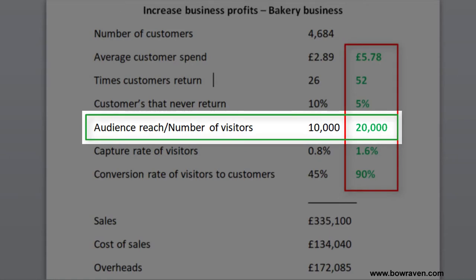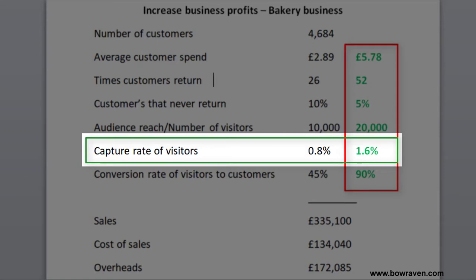The next one, we've assumed that we can increase our visitors from 10,000 to 20,000. Let's assume we did some work on our website. We did some SEO work and we got more traffic to the website. And that's very easily done. The next one is, again, we've increased or doubled our capture rate of those visitors to our website, on Facebook and so on. And that can be done by changing the website, making it more engaging, making it more customer focused and so on. So we've gone from 0.8 to 1.6%.